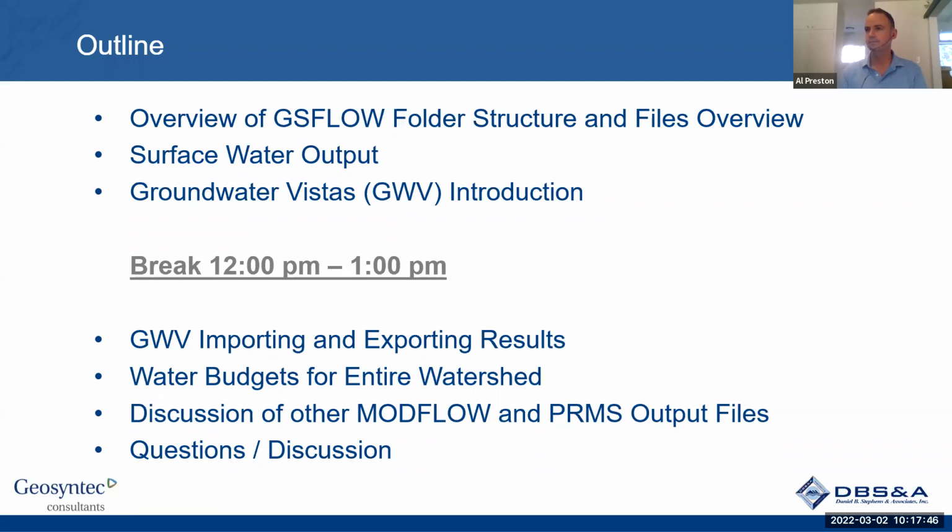First of all, Farag's going to give an overview of the GSFlow folder structure and the files. Then Jay is going to discuss the surface water output, how to pull out streamflow values at different locations of interest in the model. There are a couple of different ways that's done. One is through the PRMS interface, and one is through the MODFLOW interface. So depending on your background, one may be easier than the other.